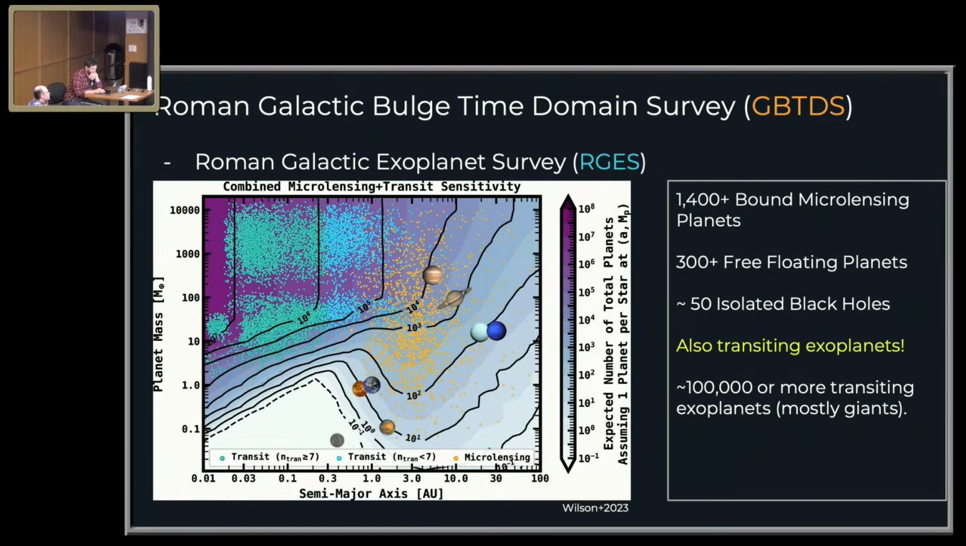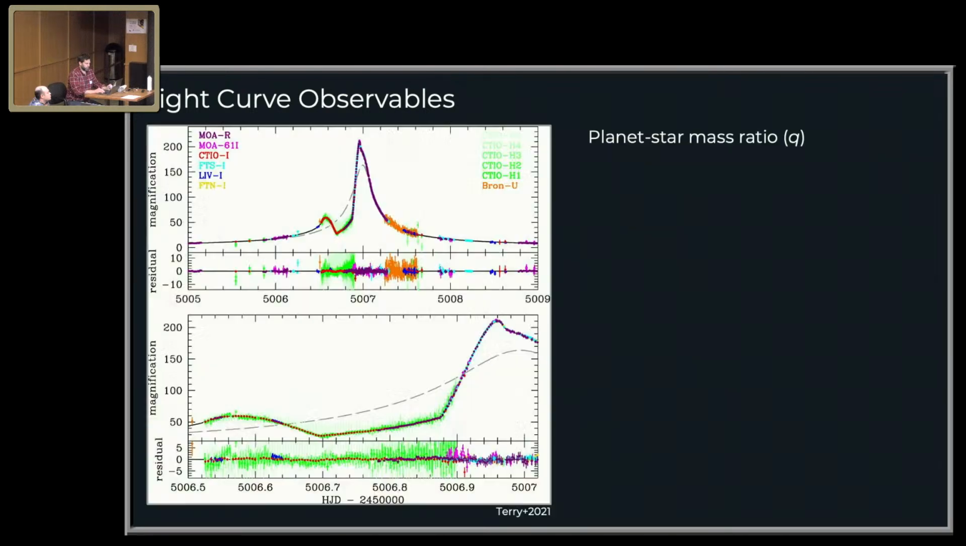This is a sort of updated version of that figure. Transiting planets, the yield is expected to be huge for Roman. This talk is about microlensing, but for anyone very interested in the transiting exoplanet yield, there's a nice study done by Robbie Wilson. I would recommend reading that paper about the expected transiting exoplanet yield, potentially 100,000 or so transiting exoplanets, mostly giants. All right, I have to speed up a bit.